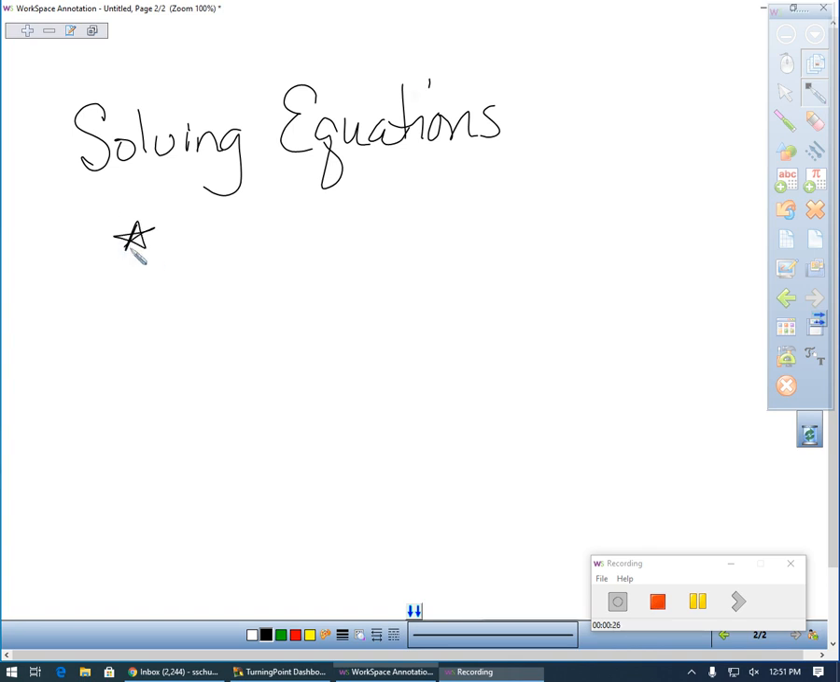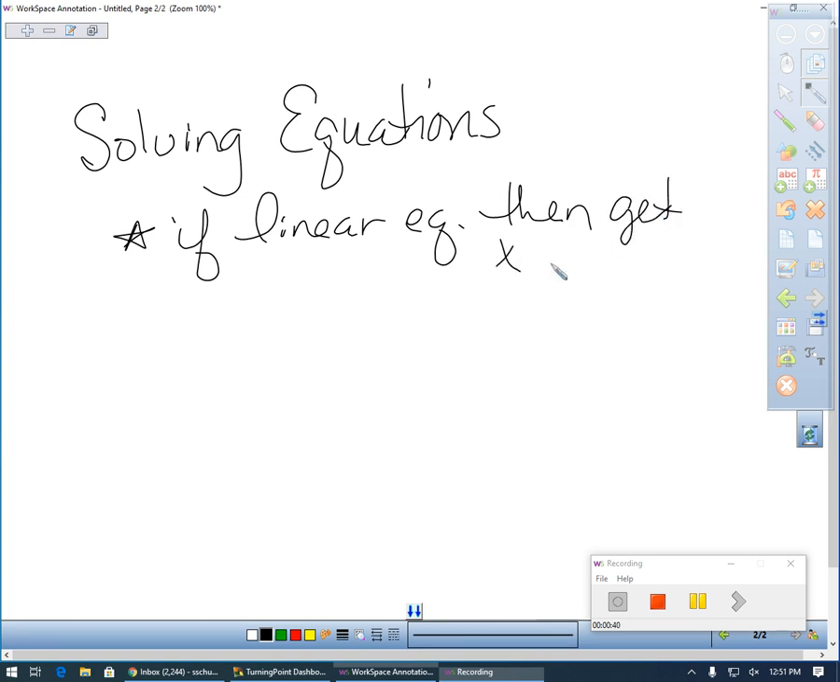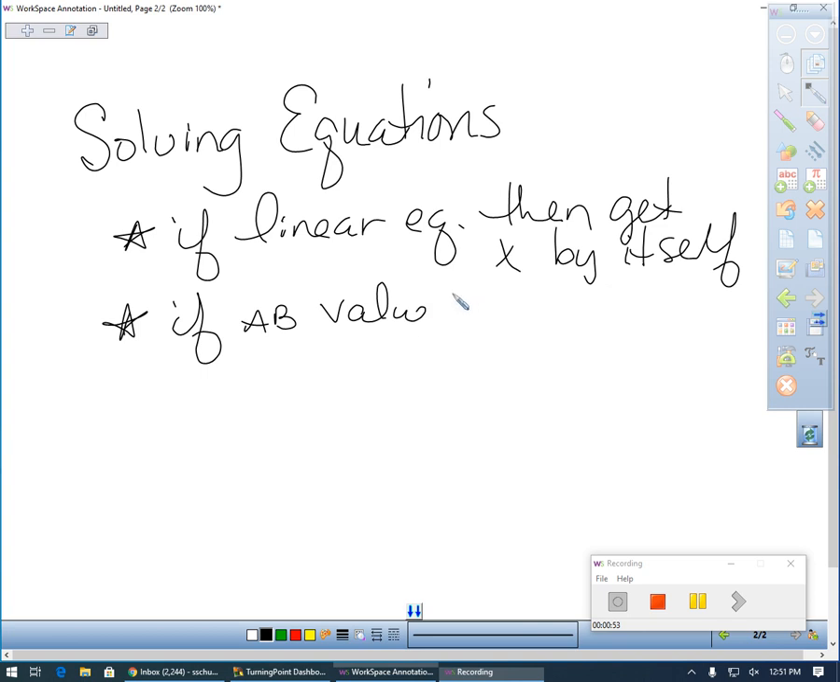One is, let's say it this way, if it's a linear equation, then get x by itself, right? You're just solving for x. If it's an absolute value equation, then we want to get the absolute value by itself.